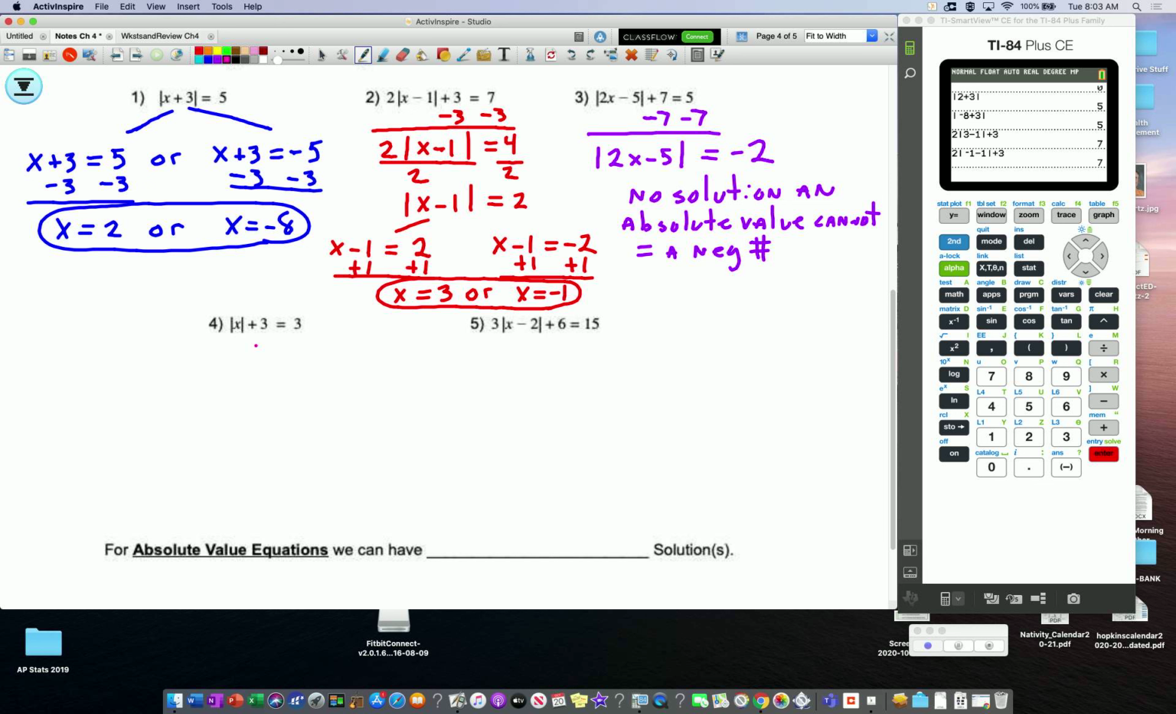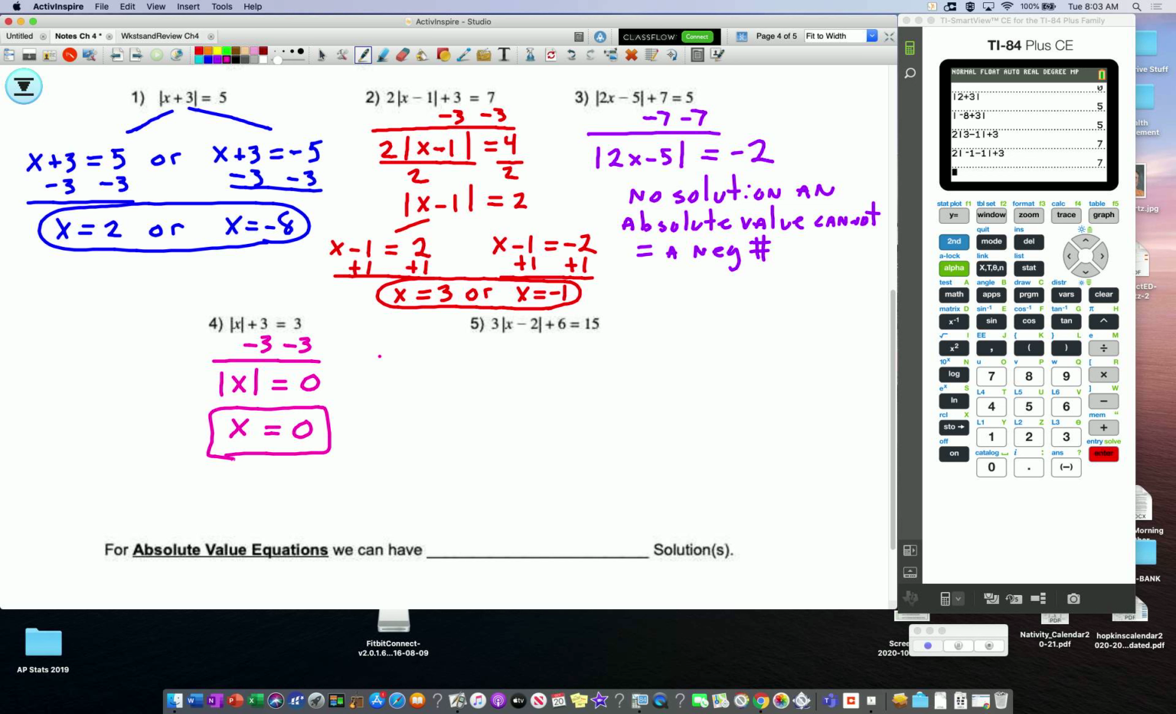This one actually looks pretty easy. I'm going -3 from both sides. So absolute value of x equals 0. Okay, well, how many units away are you from 0 if you're at 0? Well, that's just 0. So really, it would be 0 and 0, or just 0. So in this particular case, we only have one solution.